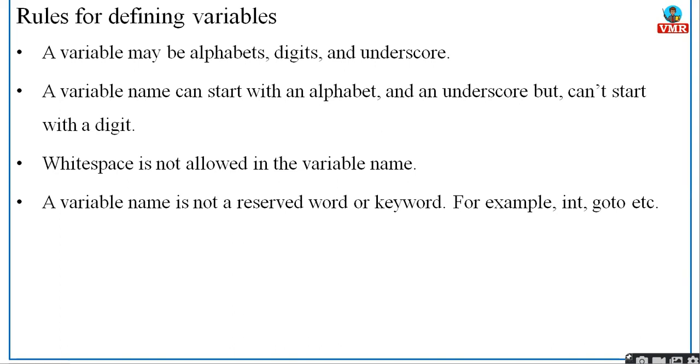And then we had also seen the rules for defining variables, that it can have underscore, but it should not have any digits in the beginning. It should not have any white spaces, and keywords are not going to be used in any of the variables.